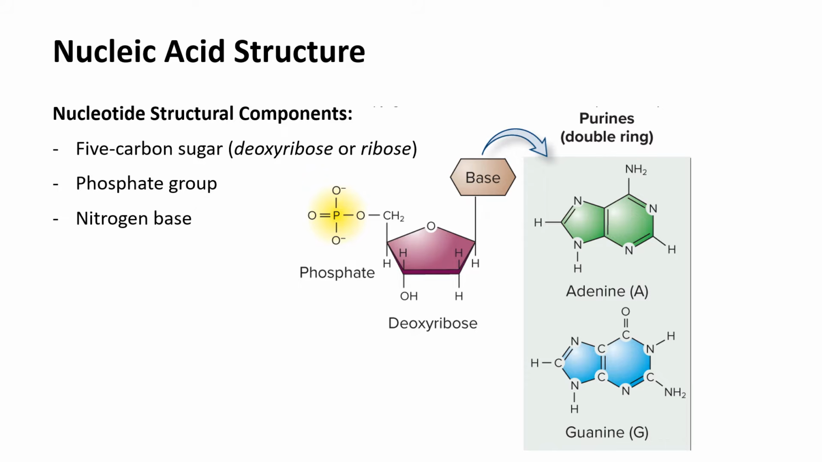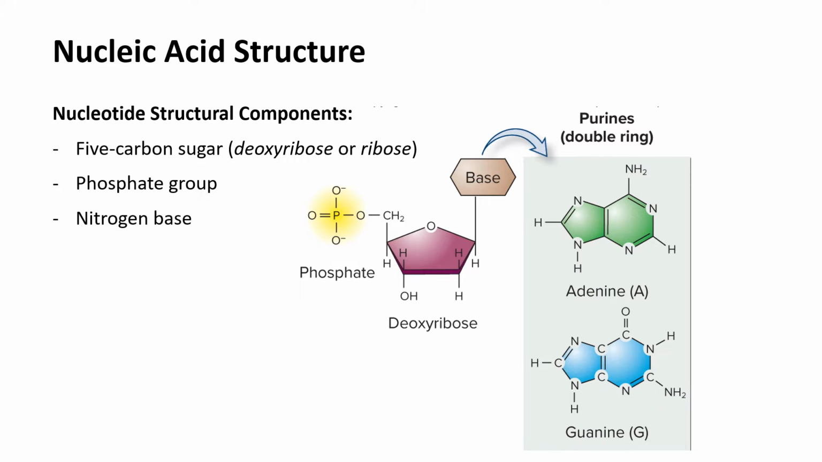Two types of nitrogen bases are known as purines. These are nitrogenous bases that have two rings. Adenine and guanine are the names of the two purine-based nucleotides.